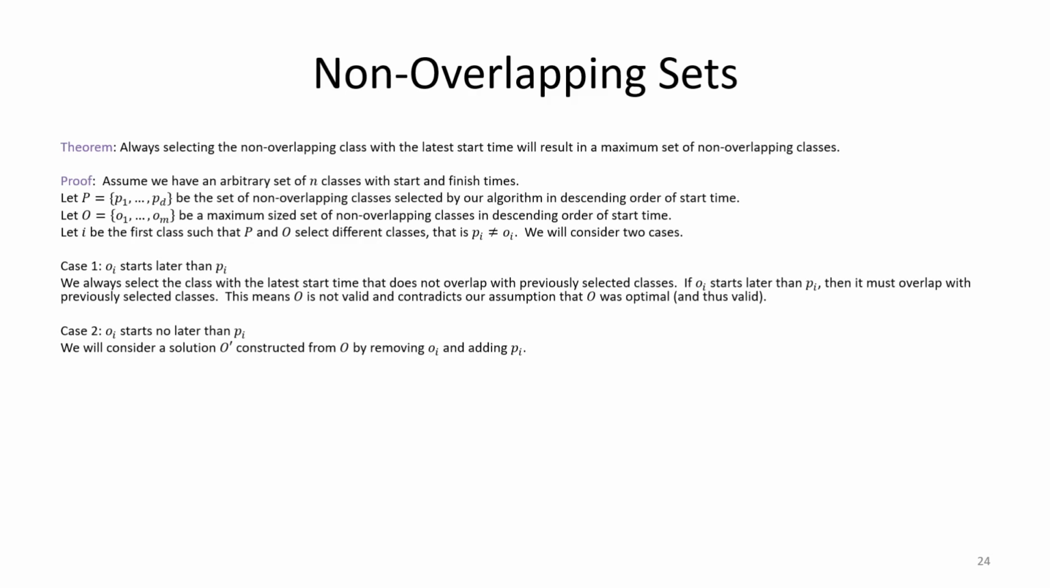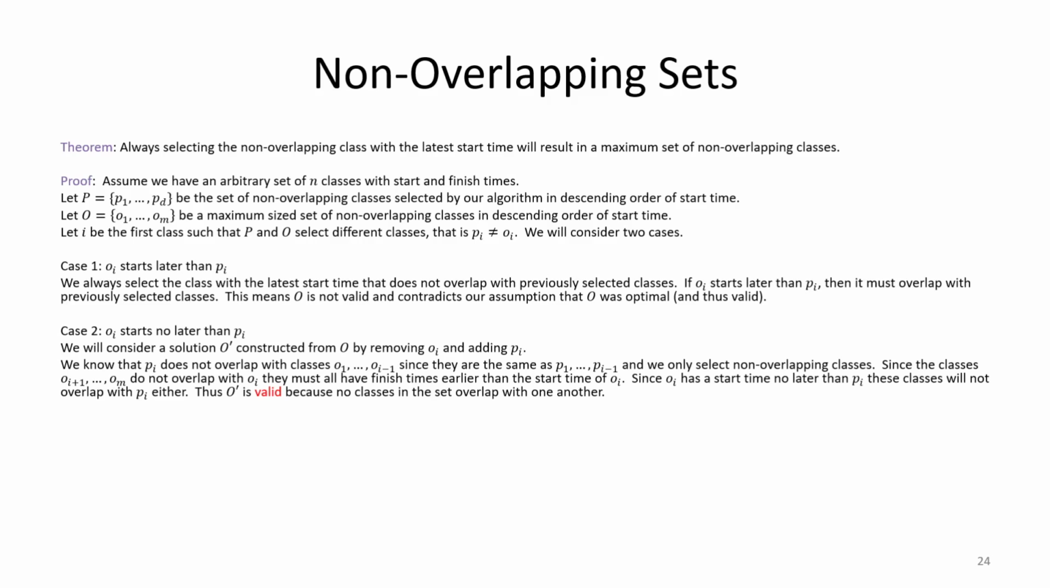Second, we need to argue that it is still optimal. To be optimal, we need to know how many classes fit here. Well, we've removed one and we've added one. So actually the optimality case becomes free. The size of O prime is the same as the size of O. So we just need to make sure that it's still valid. So let's continue here.